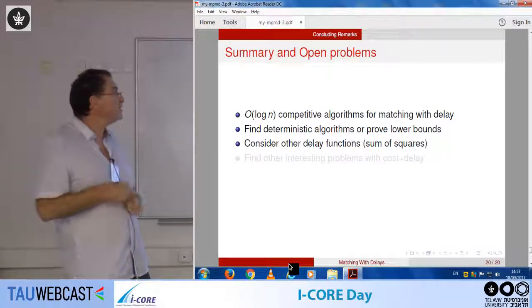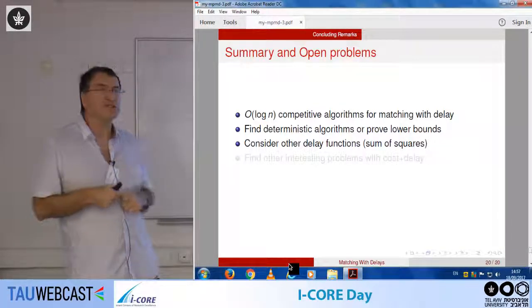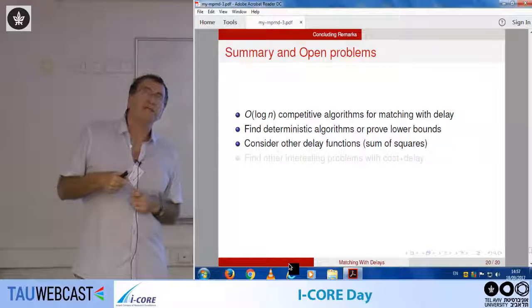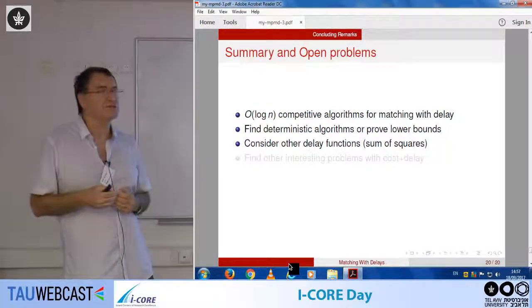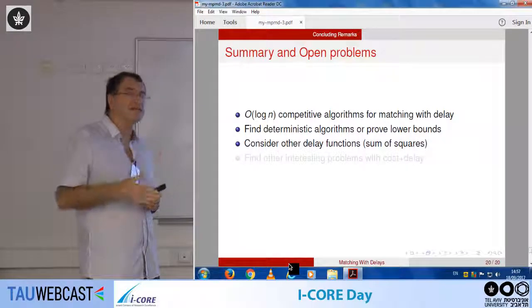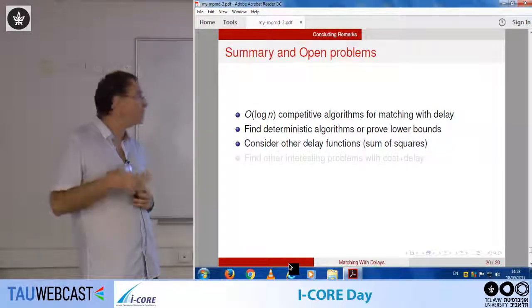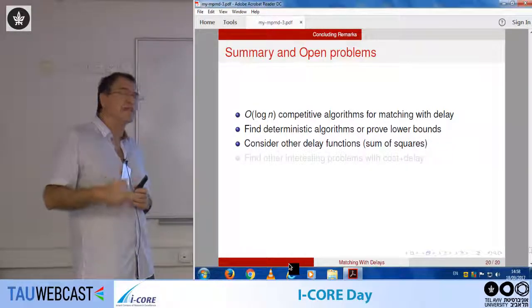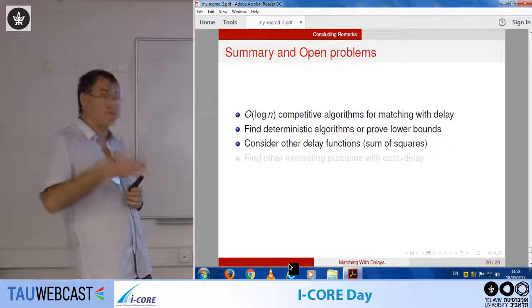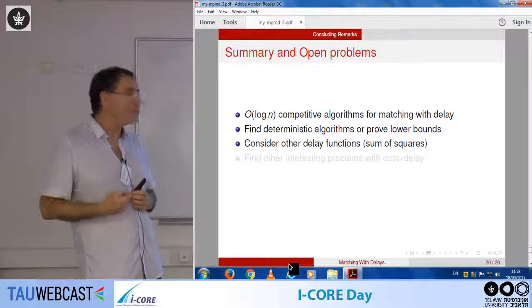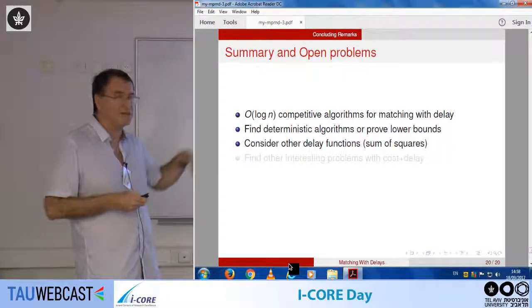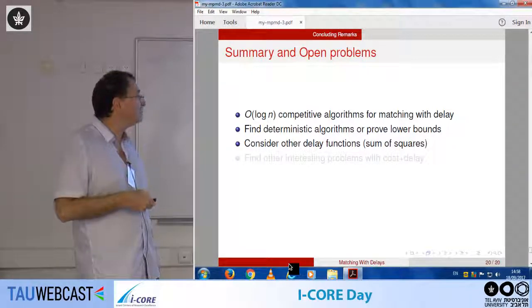Another problem is other delay functions. For example, if you wait too much, then you become nervous. So the function is not linear. If you wait a lot, you become more nervous. So you might want to pay, let's say, quadratic cost. If you wait some amount, you pay the quadratic of it. So people are impatient. You don't want them to wait too much. It's not clear how to deal with other delay functions.